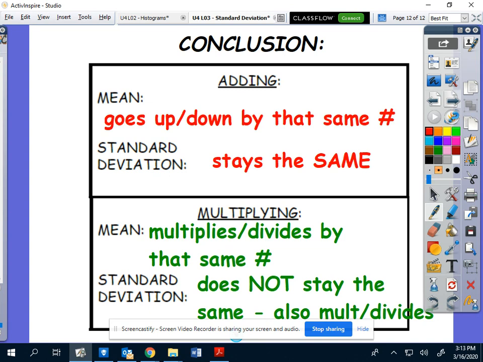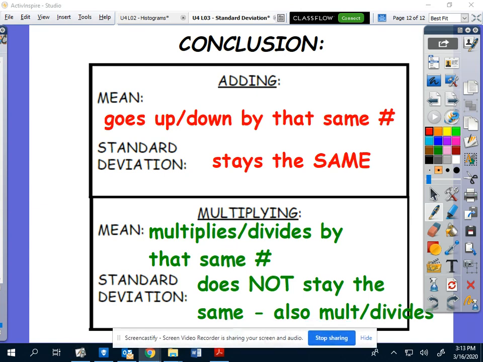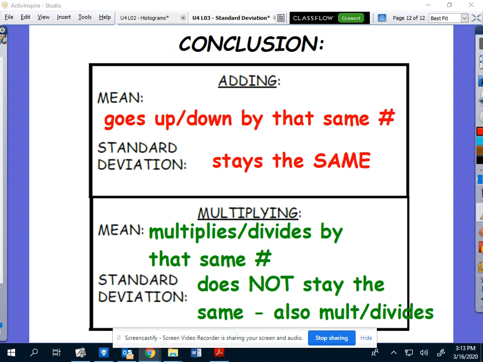But when it comes to multiplying, if we multiply by a particular number, like we did here with Snapchat, doubling, multiplying by 2, or if we multiplied by 10, whatever it would be, we are going to multiply our mean by that same number. The standard deviation, on the other hand, does not stay the same anymore. We also multiply or divide by whatever we were multiplying by.